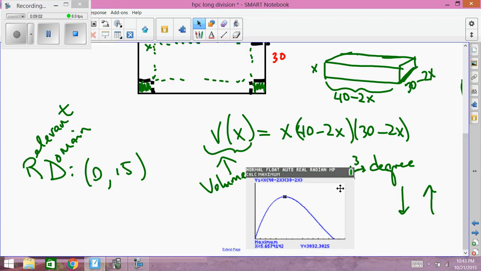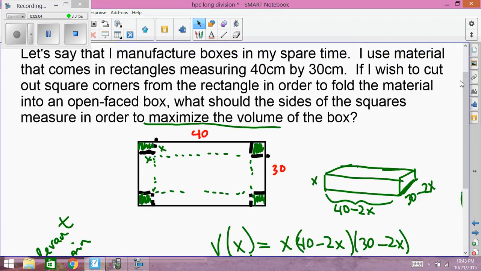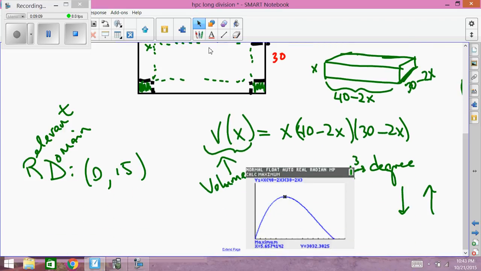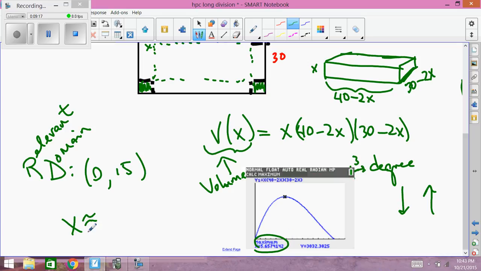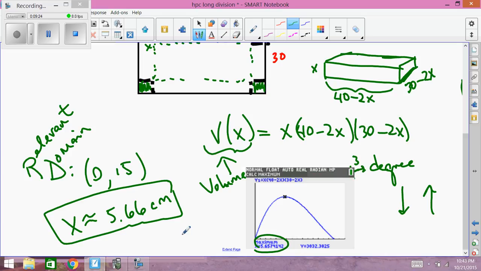And what we know is, let's go back to our question for a moment. What should the sides of the squares measure in order to maximize volume of the box? So we're looking for our X value. And our X value is about 5.66, and we should put units there, centimeters. And when we remove that, the maximum volume will be about 3032 centimeters cubed.